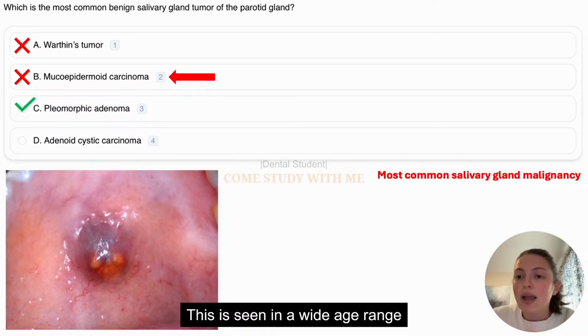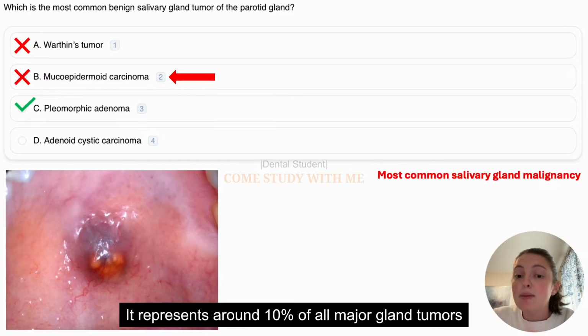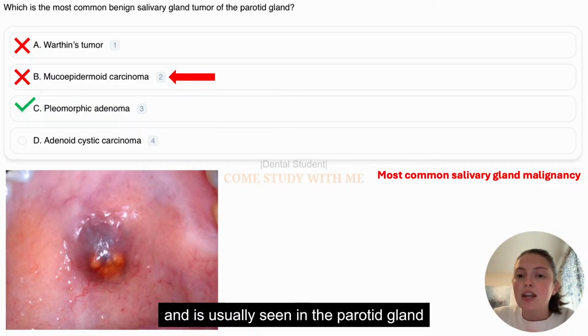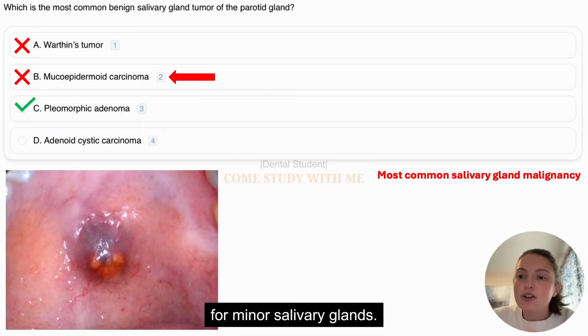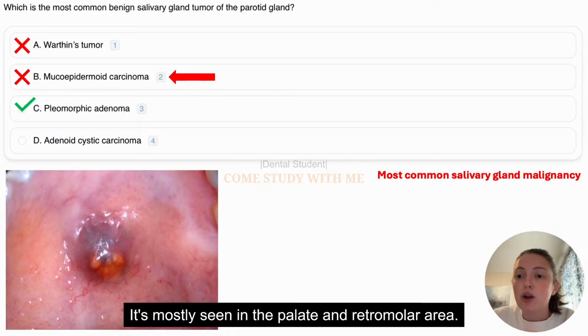This is seen in a wide age range and may be found centrally within the maxilla or the mandible. It represents around 10% of all major gland tumors and is usually seen in the parotid gland. For minor salivary glands, it's mostly seen in the palate and retromolar area.